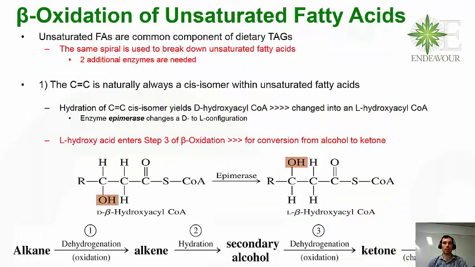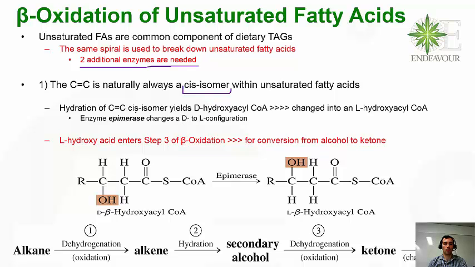But not all of our fatty acids are saturated. So there's a few extra reactions we would need to do if our fatty acids are unsaturated. So we do actually need these 2 additional enzymes when we have unsaturated fatty acids. So our double carbon-carbon bonds within our unsaturated fatty acids are naturally in the cis isomer form. So this is why we have cis unsaturated fatty acids, not trans. So trans are quite rare. We saw this in our lipids lecture.